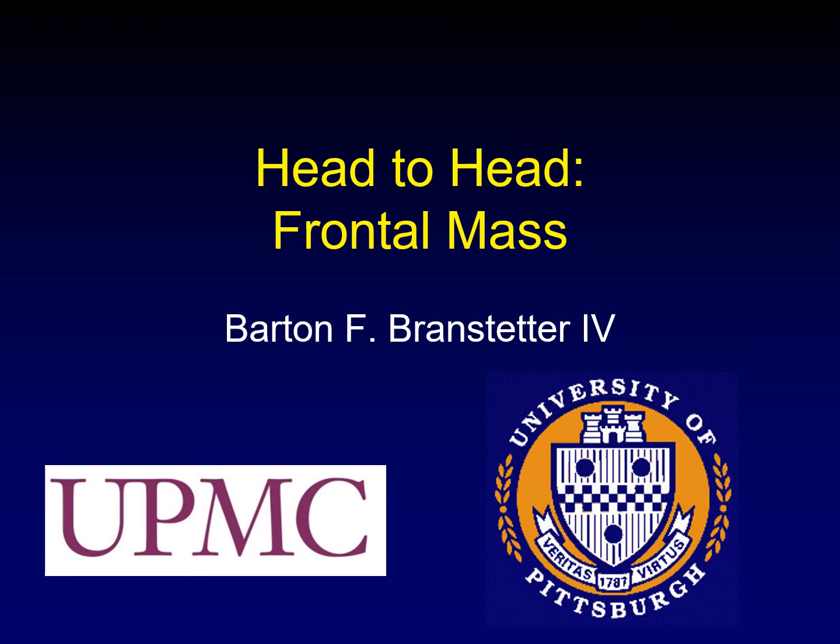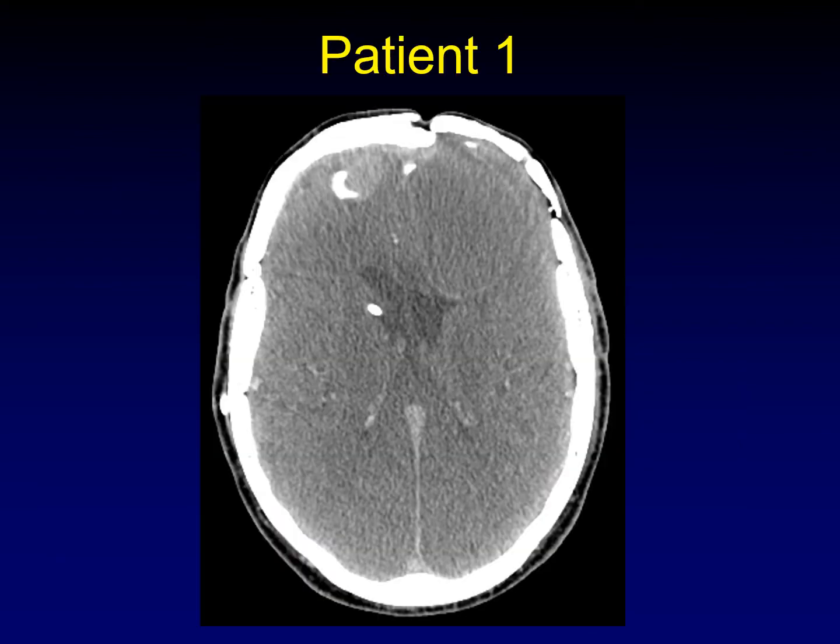In the head-to-head series, I show you images from two different patients with two different diseases and a similar radiologic appearance, and you see if you can tell them apart. Here's patient 1. You can see that there is a large frontal mass that is distorting the ventricular system.